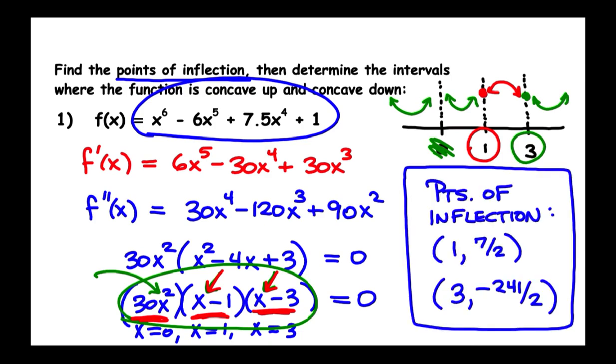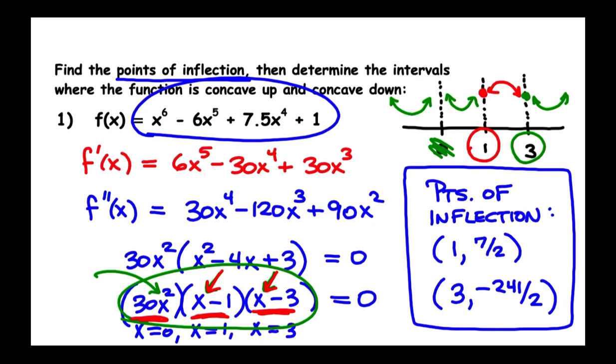Okay, and there we have it. The points of inflection are at 1 comma 3.5, or 7/2, and at 3 comma negative 120.5, or negative 241/2. Okay, so that's points of inflection. And then determine the intervals where the function's concave up or concave down. Well, thanks to the drawing that I made, we're already good. We know that it's concave down between 1 and 3, and it's concave up everywhere else. I just have to state that.